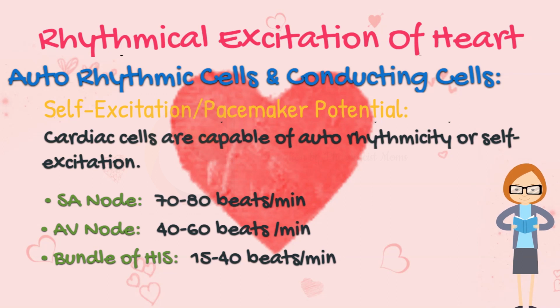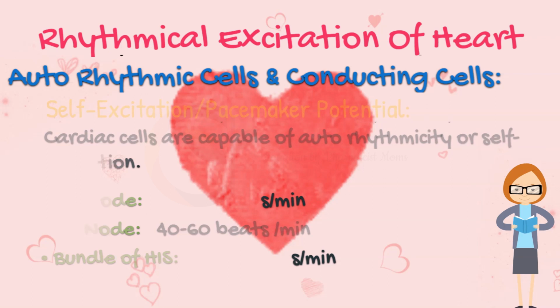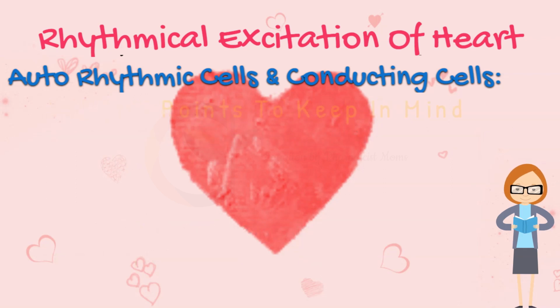The AV node has secondary pacemaker activity. When the SA node fails to control the cardiac rhythm due to depressed automaticity or impaired conduction, the AV node functions as the pacemaker of the heart. The cells of the AV node normally discharge at about 40 to 60 beats per minute. The cells of the bundle of His are also capable of spontaneous firing at a slower rate of 15 to 40 beats per minute. We will discuss the pacemaker potential of the heart in detail afterwards.